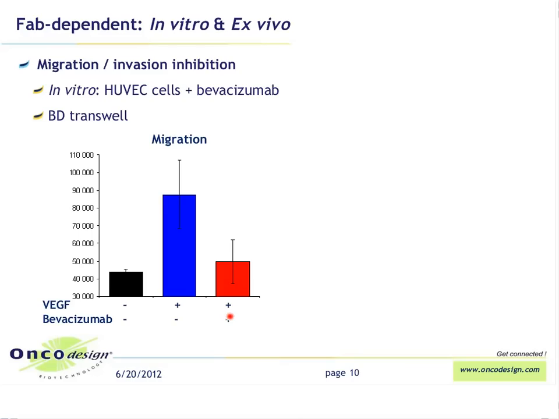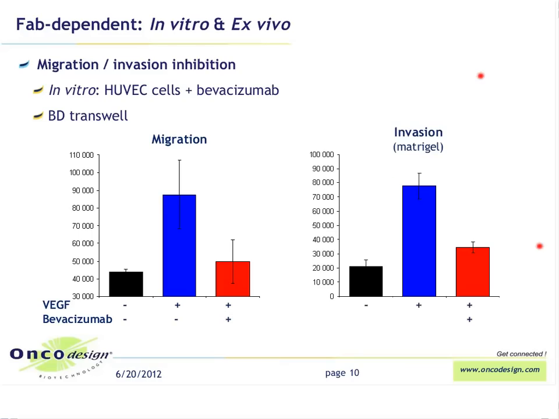In order to increase the sensitivity for this type of assay, we can also use an invasion system, which is the same but with a Matrigel-coated membrane. Again, we observe a very significant increase of migration and then invasion in the presence of only VEGF, and a very potent inhibition mediated by Avastin.